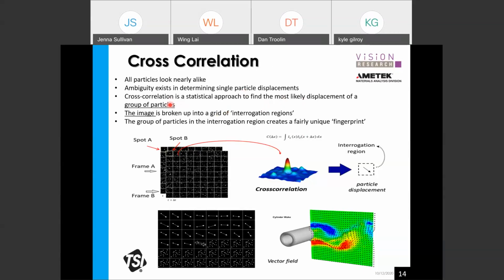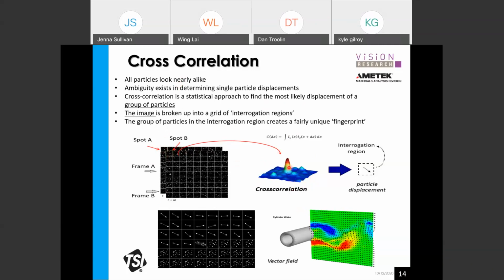So in fact, instead of looking at the individual particles, the images captured as frame A and frame B are broken up into small regions called interrogation regions, as shown over here, spot A and also spot B. When the cross correlation technique is applied to spot A and spot B, we are able to get a displacement based on the movement of the particles from A to B. This is the cross correlation result, showing a peak representing the displacement of that particular group of particles.